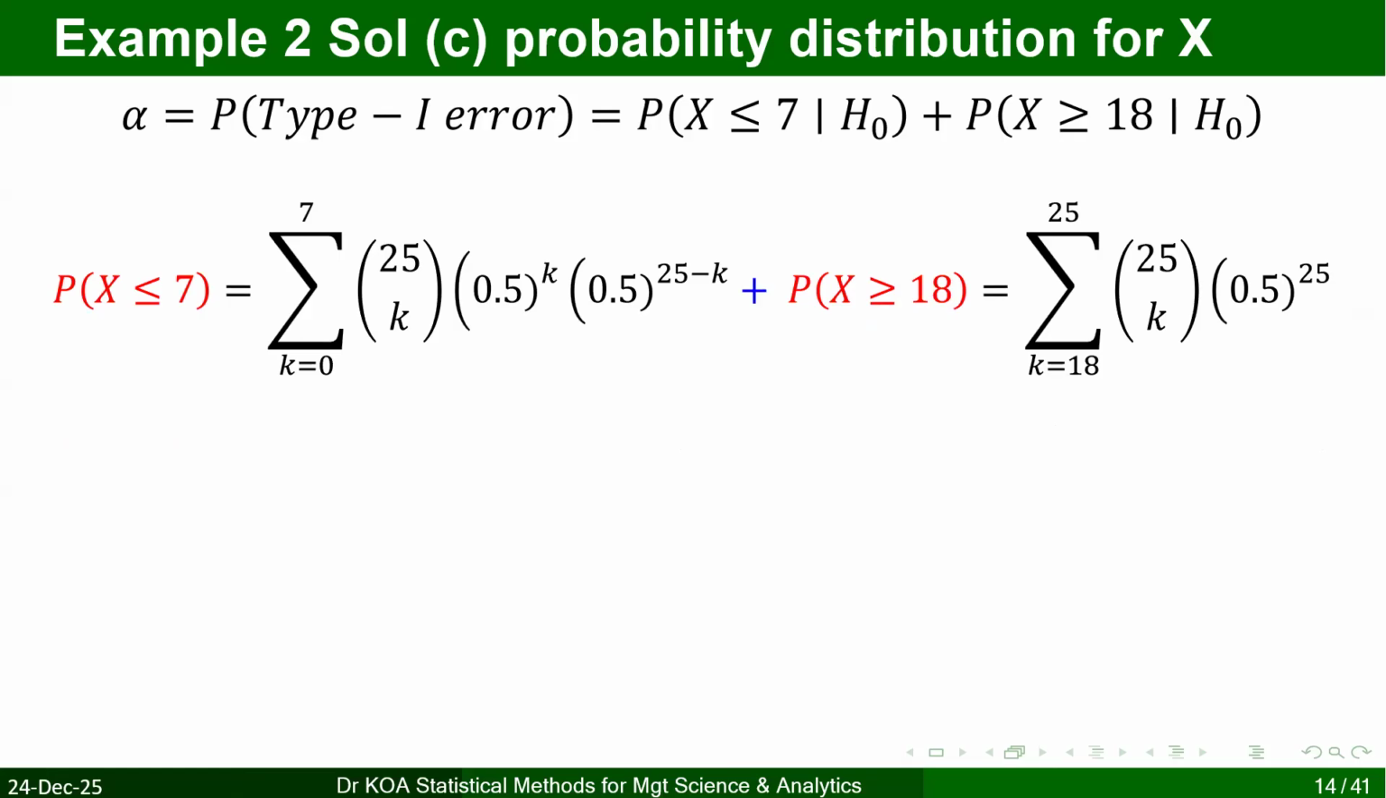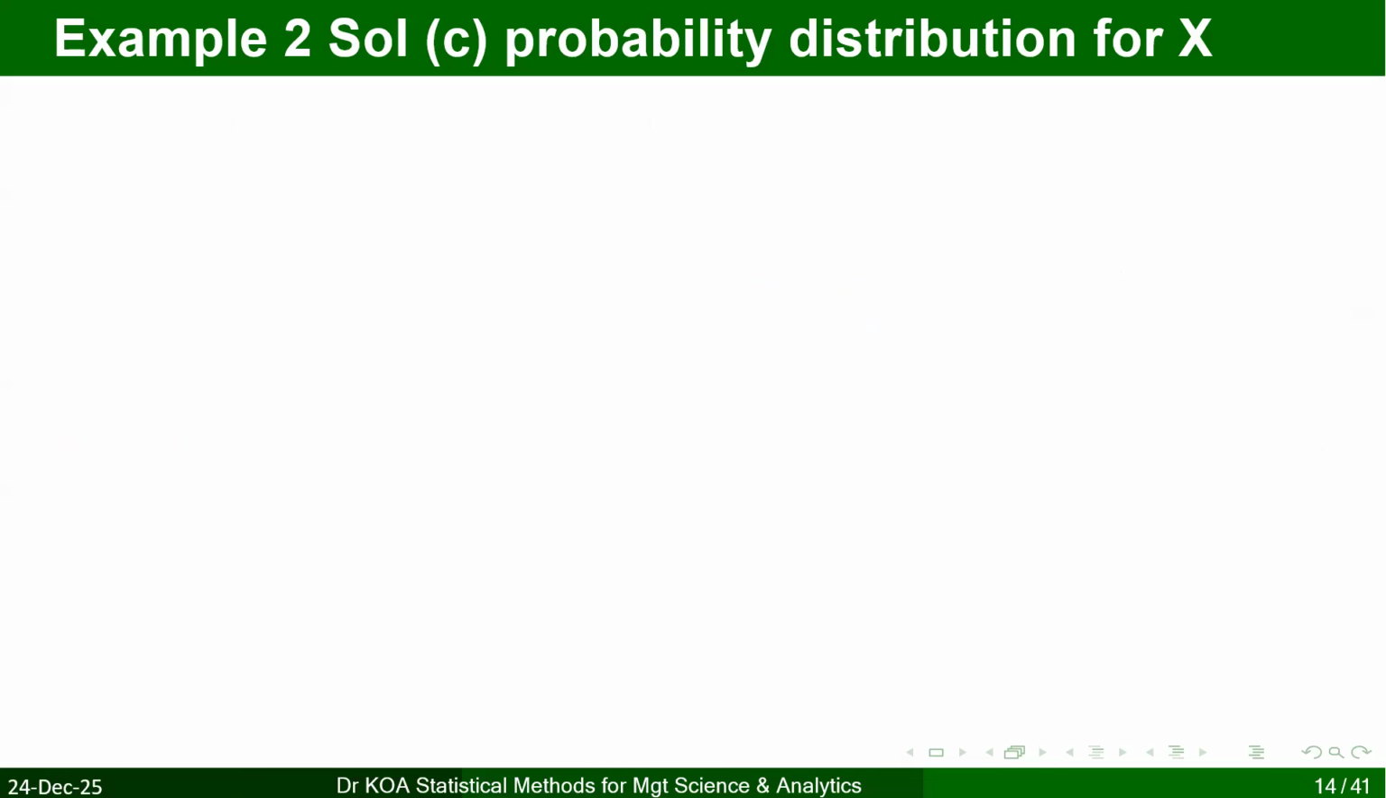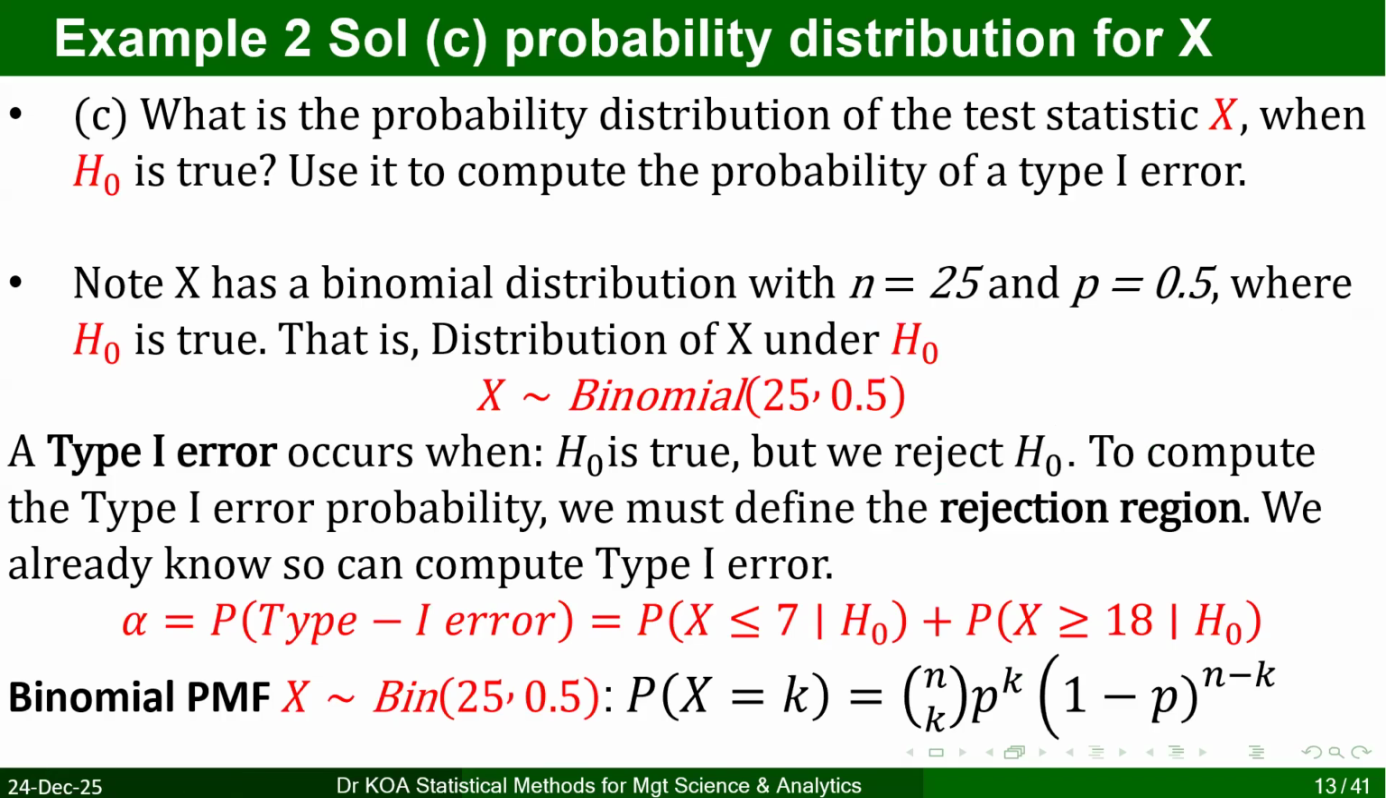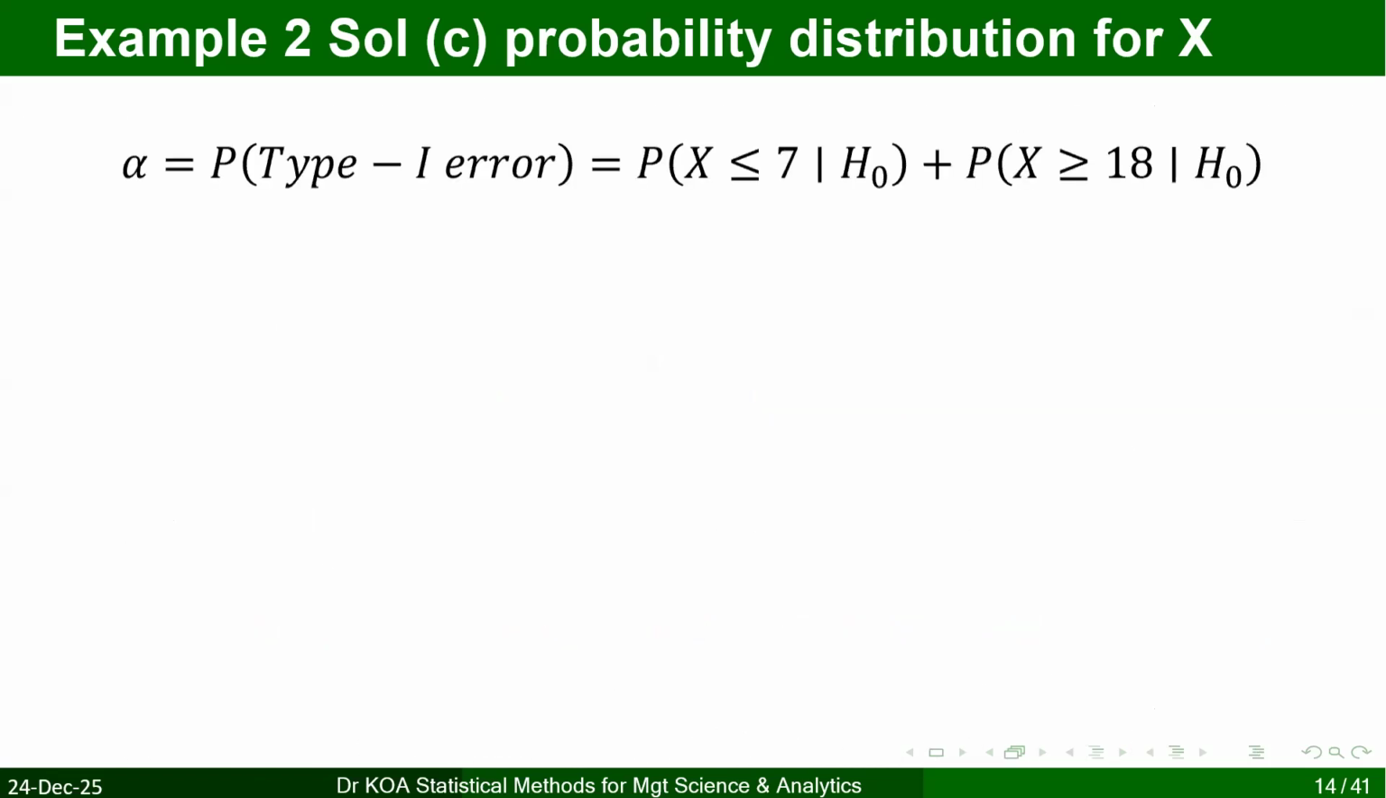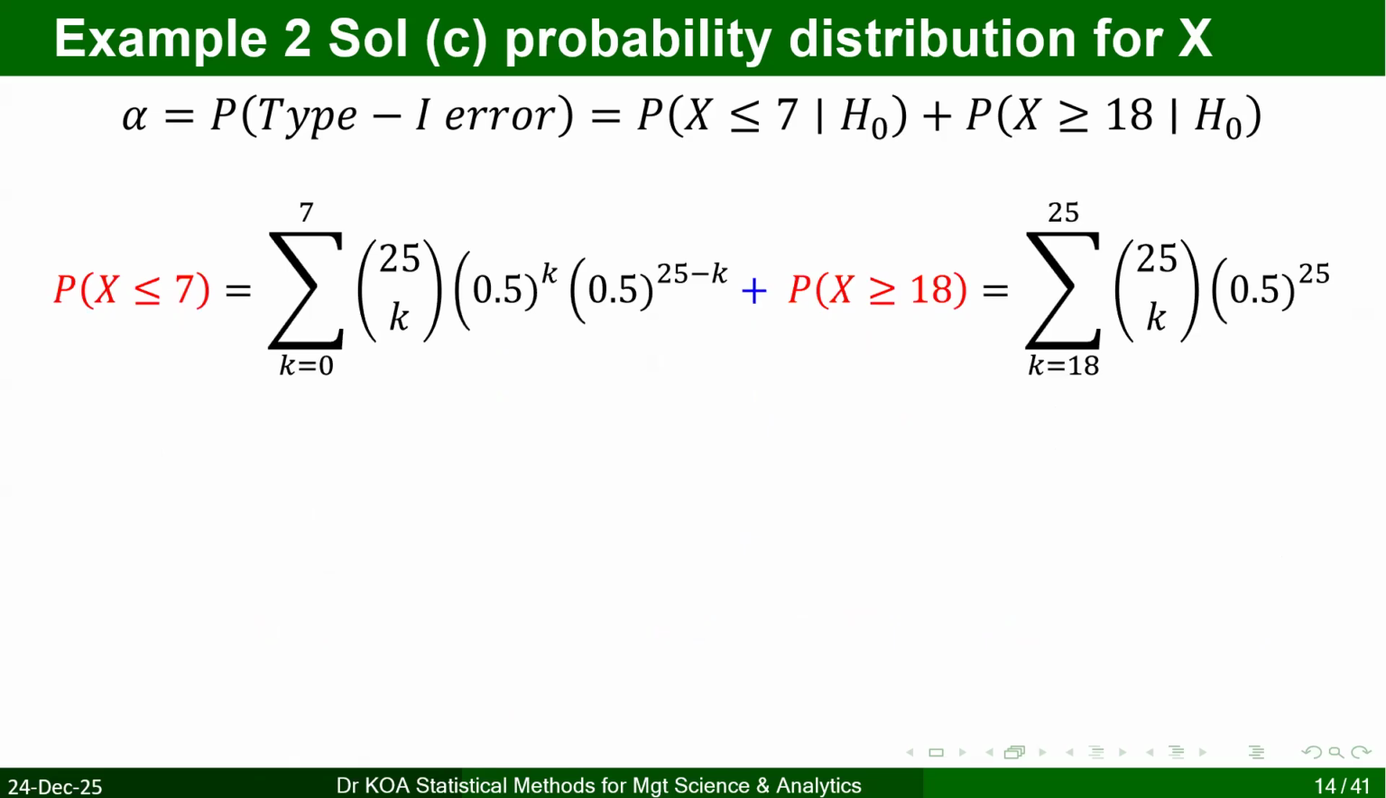Now remember, what we are doing is that we are looking for the region. Look at the question. What is the probability distribution of the test statistic when the null is true? Use it to find the probability of the type 1 error. So we need to get a critical value, and then we can sum this. So when you get these numbers, you have to calculate for this, but you can see that here I've written the formula as from 0 all the way to 7. So you have to do it one by one.